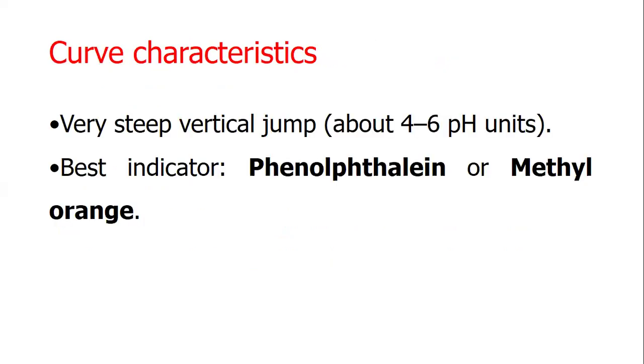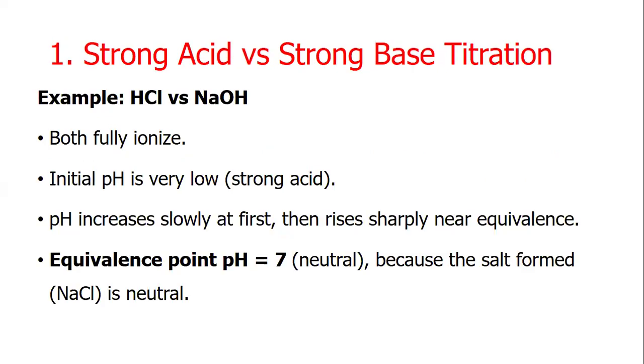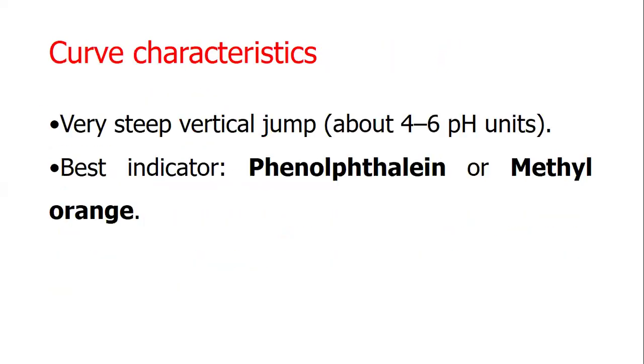Core characteristics: very steep vertical jump of about 4 to 6 pH units. Best indicator: phenolphthalein or methyl orange in the case of strong acid, strong base.